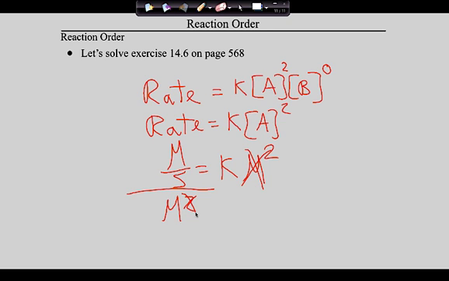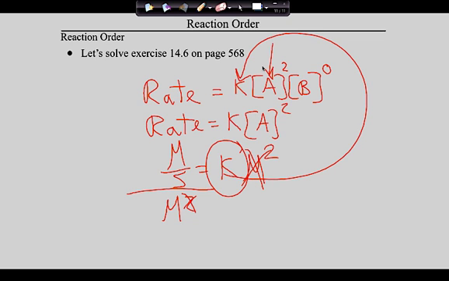No, plug in K. So from part B, you'll have the numerical value for K. So you'll plug this in for K, you'll plug in the new concentration of A, and then solve for that rate. Is that okay?